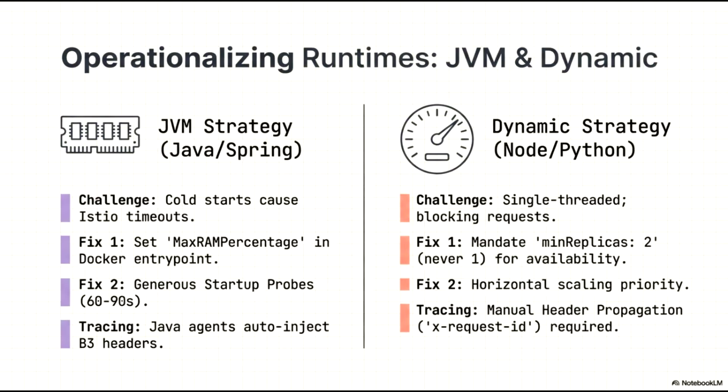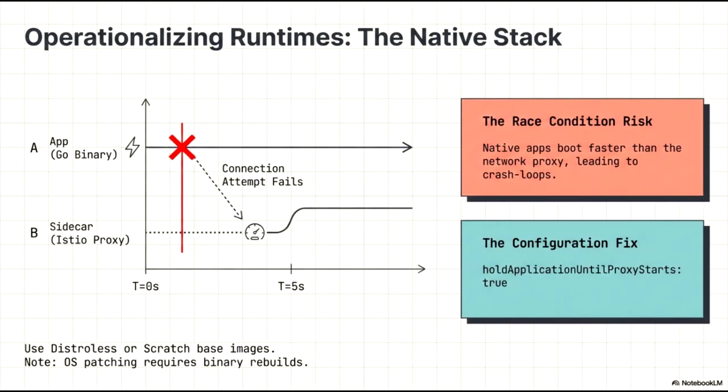Conversely, the dynamic strategy used for Node and Python faces challenges related to single-threaded architectures where blocking requests can halt processing. Our primary fix is to mandate a minimum of 2 replicas, ensuring we never run a single instance so that availability is maintained. This makes horizontal scaling a top operational priority. Unlike the automated approach of the JVM, tracing in these environments usually requires manual header propagation for fields like xRequestID to ensure end-to-end visibility.